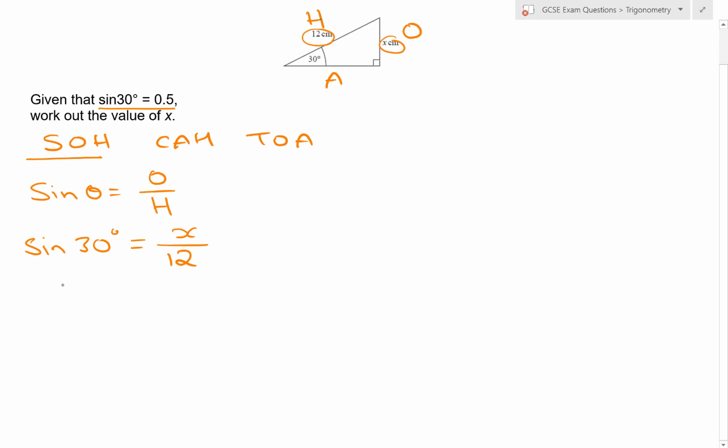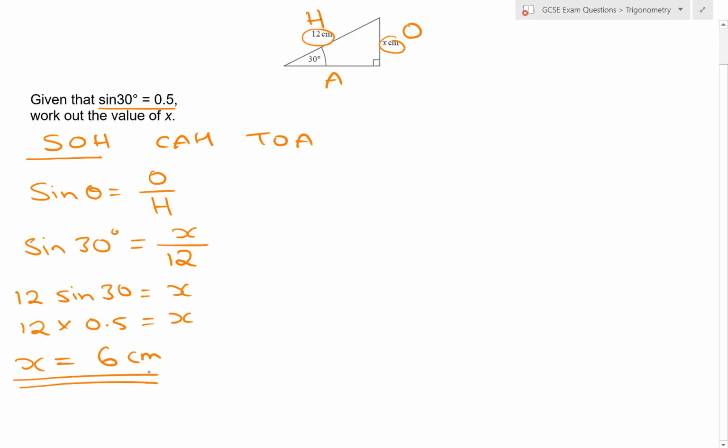Then multiply 12 by sine 30, so 12 sine 30 is equal to x. Now in the question, sine 30 is given as 0.5, so we can substitute sine 30 with 0.5, and that will give us x. So x will be equal to 12 times half, or 12 times 0.5, which is 6 centimeters. And we worked out the value of x.